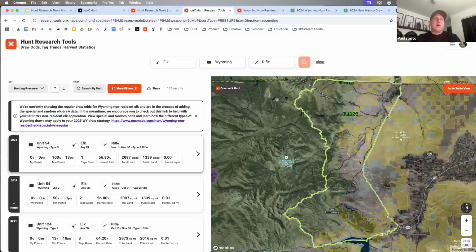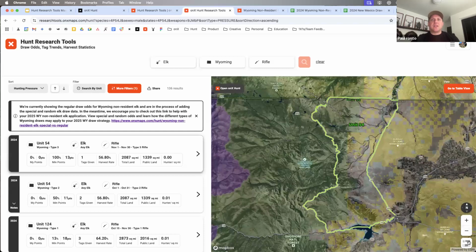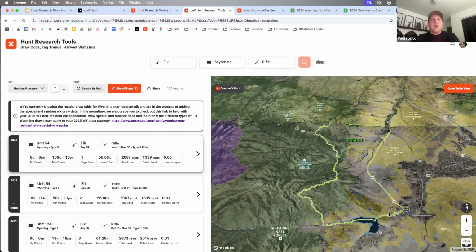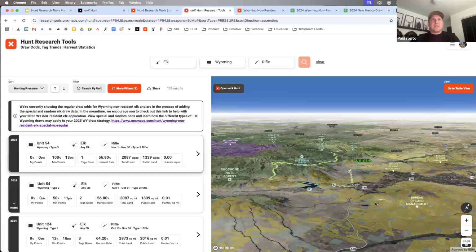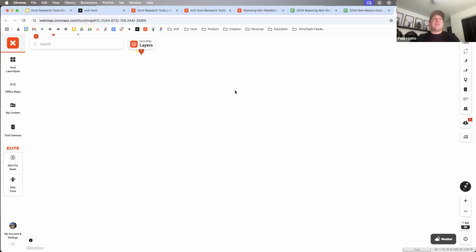So that's the whole tool. We're going to continue to add more species, more data, more filters, more options in the future. You can play around with it. You can play with the map. You can zoom in and zoom out. Obviously, you can go to 3D mode and you can zoom around and see a little bit. Obviously, like I said, you can click on this and it'll open up right to unit 54, which is what we were looking at in there.